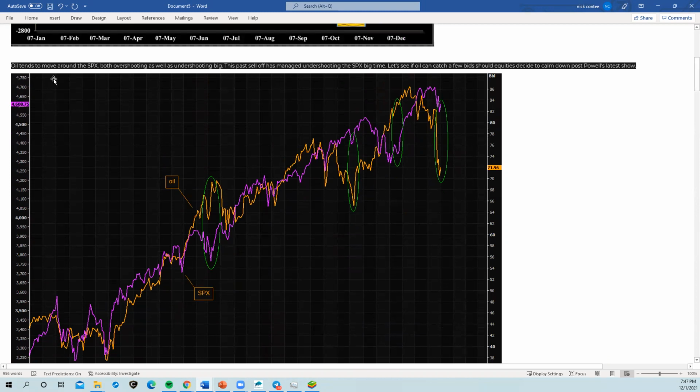This is an example of oil and XPX, which tend to move together, but both of them really can overshoot or undershoot. The past sell-off has managed to undershoot the XPX big time. Let's see if oil can catch a bid. So we'll see if we get a little bit of a push in oil.